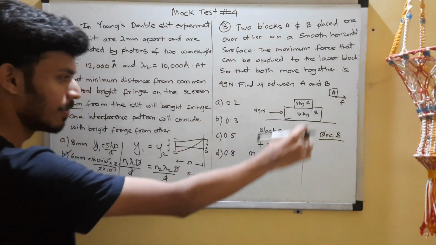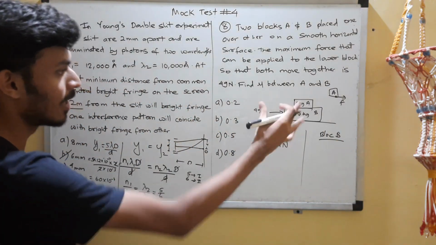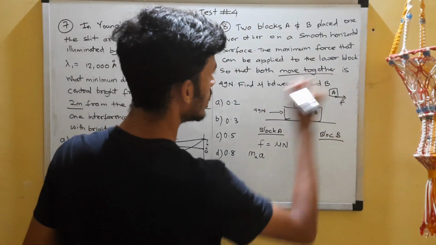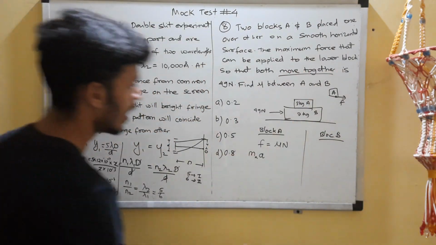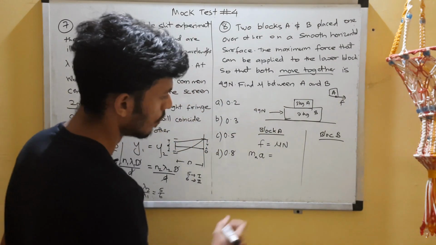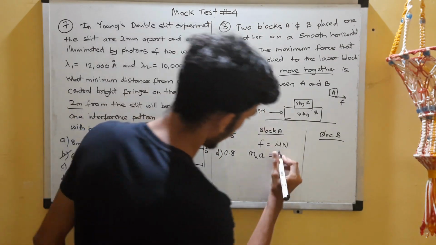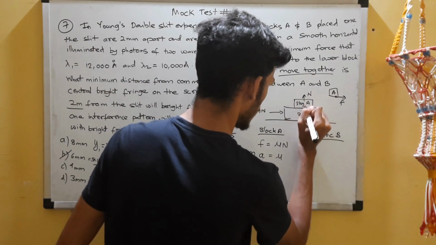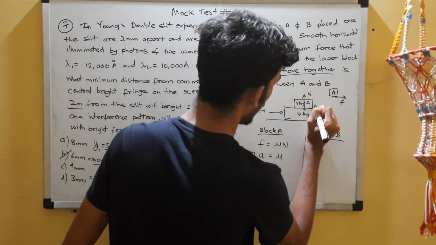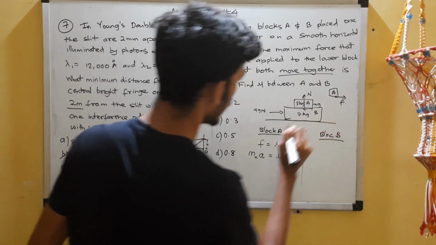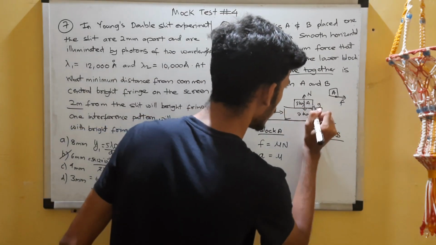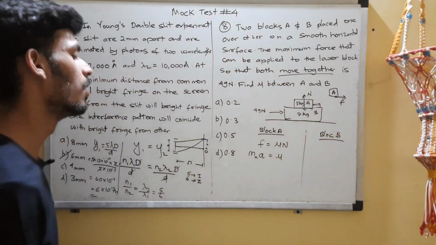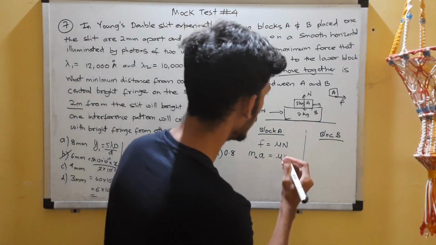Now the acceleration will be the same in both cases, right? They are moving together, which means they have the same acceleration since they begin from rest. So mu is what we want to find. And what is N? N is the normal reaction, which will be equal to mg, the mass of the block times g. So N will be equal to mg.